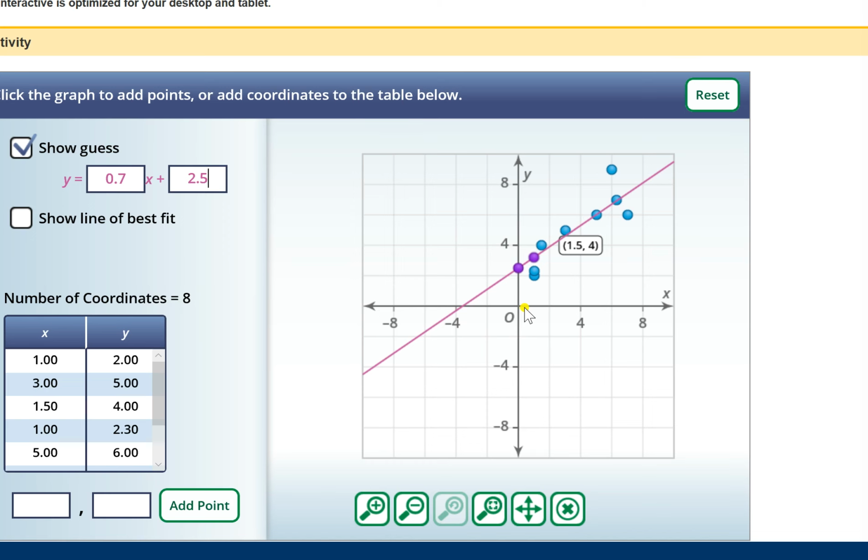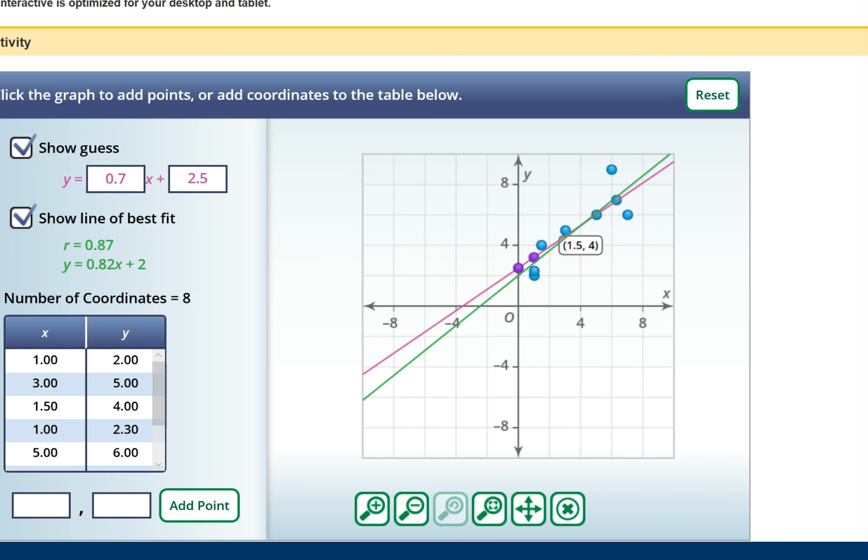So for mine, I'm going to put show line of best fit now. Oh man, I was close. Look at me. Hey, it's like I've done this before. So the actual best fitting line is this guy: y equals 0.82x plus 2. Now I was close. I had 0.7 instead of 0.8, and I had plus 2.5 instead of plus 2. But I was pretty close.